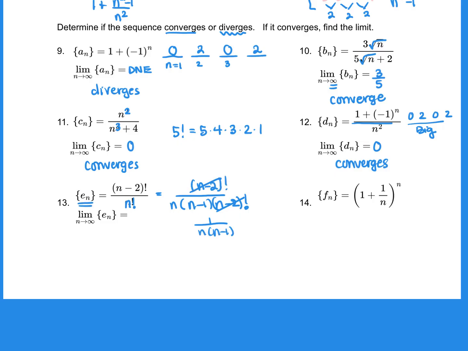So e to the n is the same thing as this. The degree of the top is less than the degree of the bottom, so it goes to 0, which means this converges.